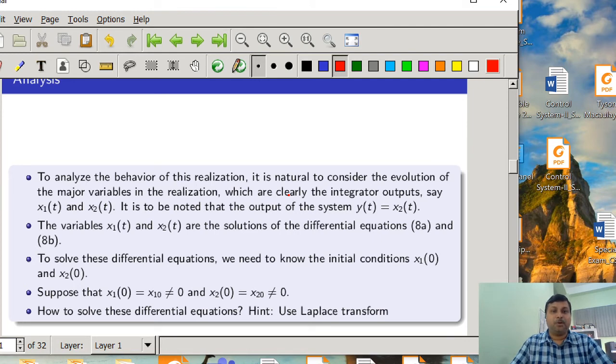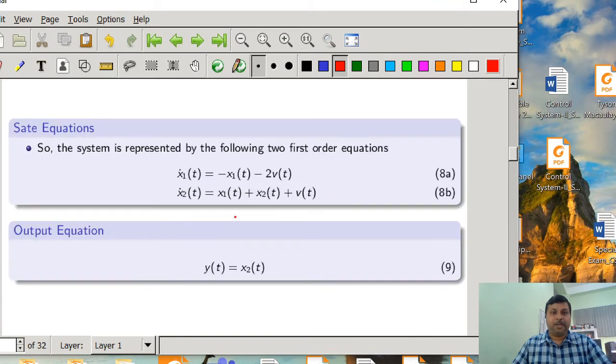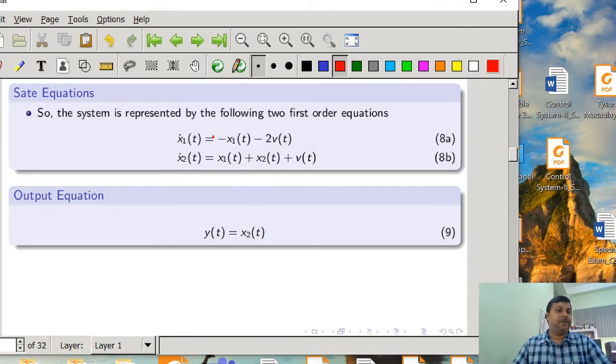Means if you want to know how the output is going to vary with respect to time, for that you also have to know x2(t). Mathematically, we have a set of differential equations, and from there I want to know how the output is going to vary over time for a given input. So if we want to know the output y(t), we have to solve for x2(t). A set of differential equations is given, and to know x2(t), we have to solve the differential equation.